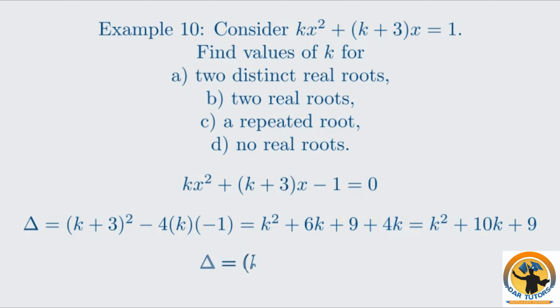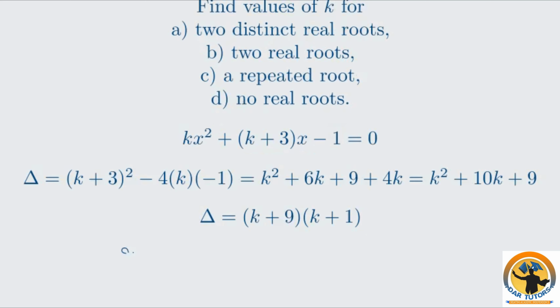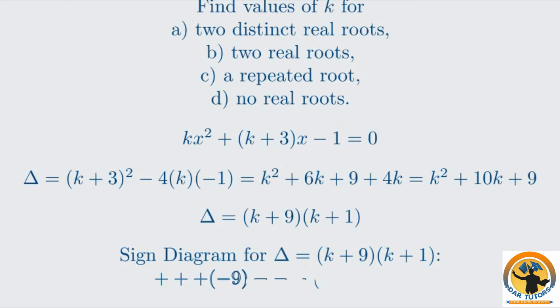The discriminant factors to the quantity k plus 9 times the quantity k plus 1. The sign diagram shows that the discriminant is positive when k is less than negative 9, or k is greater than negative 1, and negative when k is between negative 9 and negative 1. Now we can answer the questions.